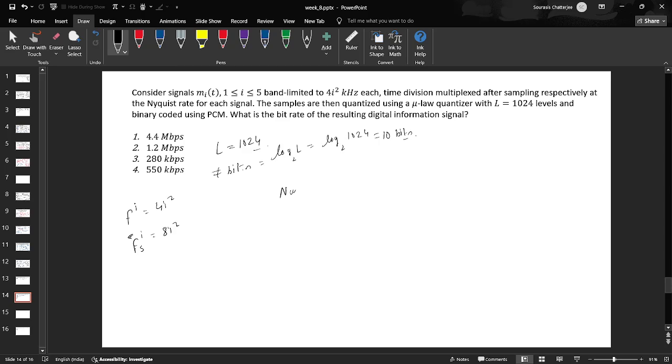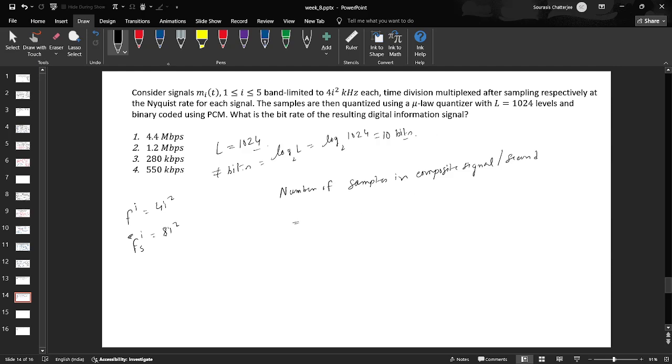So the number of samples in the composite signal. We are supposed to find the bit rate in terms of per second, right? So what we do is first calculate the number of samples, and then we just multiply the number of samples with the number of bits required to represent each sample. That would give me the bit rate of the resulting information signal.